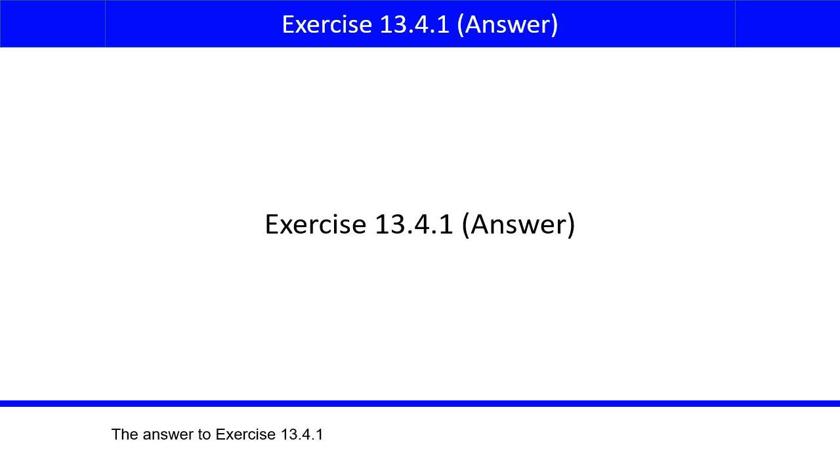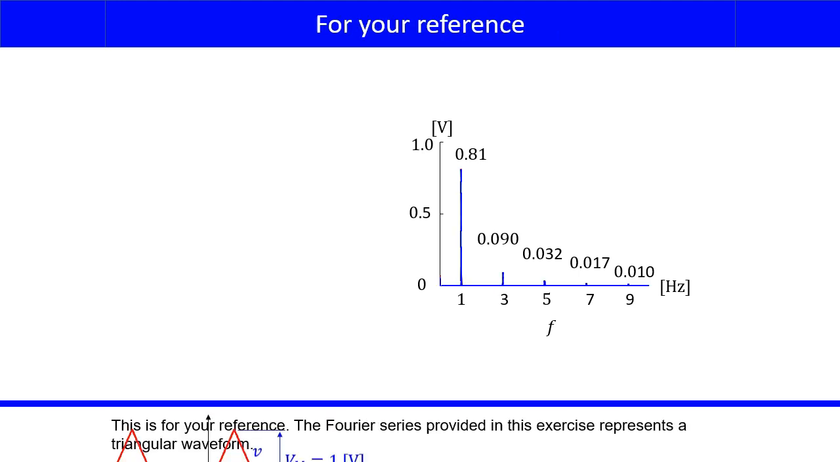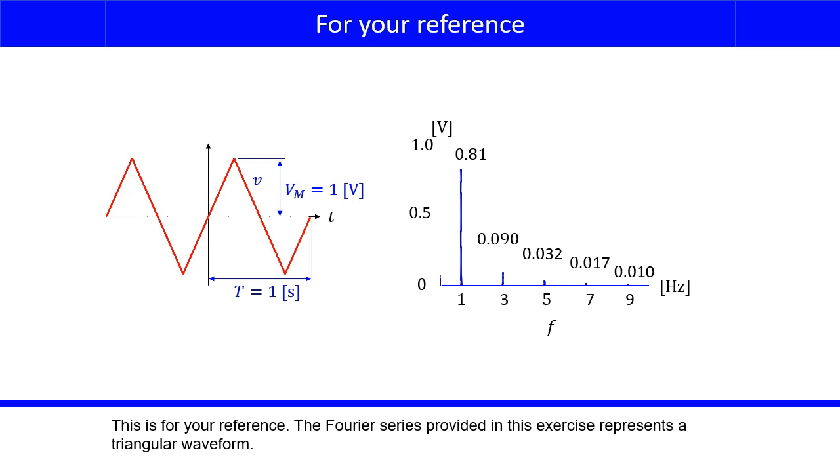The answer to exercise 13.4.1. This is the answer. The fundamental frequency is 1 Hz. The amplitude of the fundamental component Vm0 equals 8/π² times Vm, equals 0.81 volts. This is for your reference. The Fourier series provided in this exercise represents a triangular waveform.